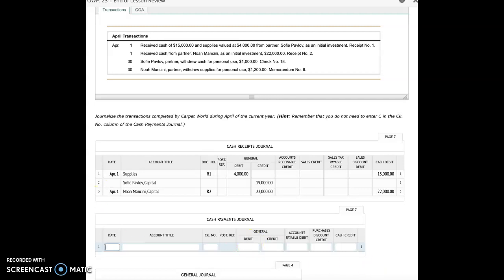Then April 30th, our partner withdrew cash for personal use of $1,000. So that will go into our cash payments. So our date is April 30th. Account will be Sophie Pavlov, comma, drawing. Check number will be 18, and it will be a general debit of $1,000 and a cash credit of $1,000.